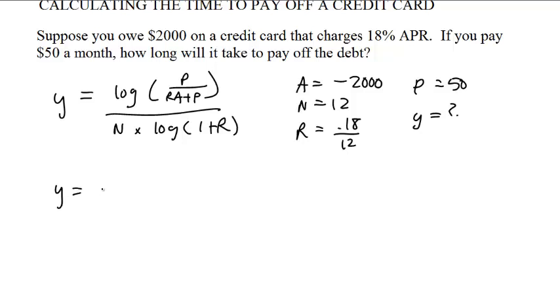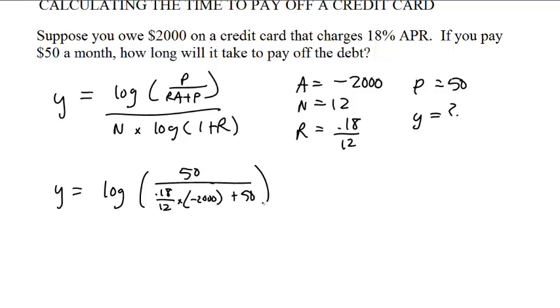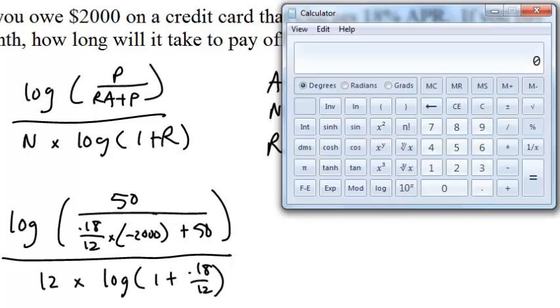Well, you plug in the information: log of 50 divided by 0.18 over 12 times negative 2,000, plus 50, all over 12 times the log of 1 plus 0.18 over 12. And we get out a calculator. And let's see, I'm going to show you how to do it in one go.